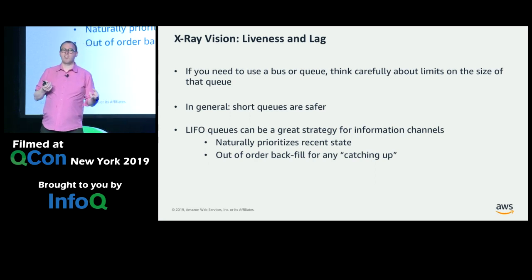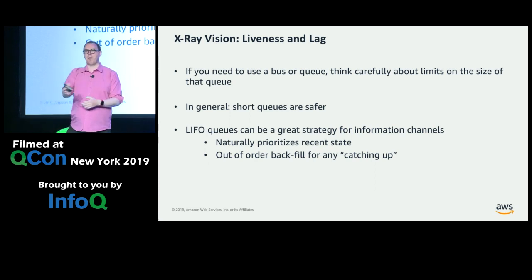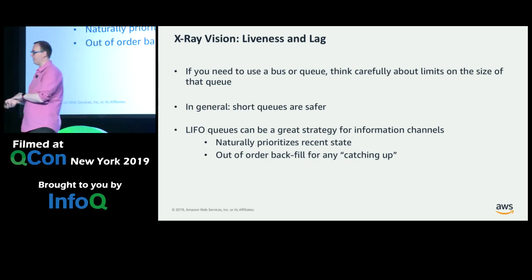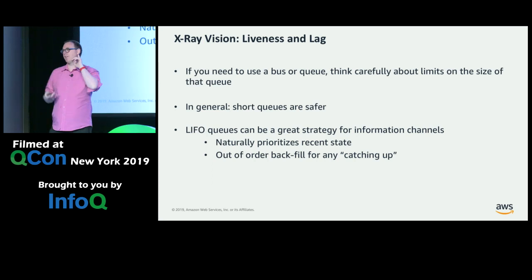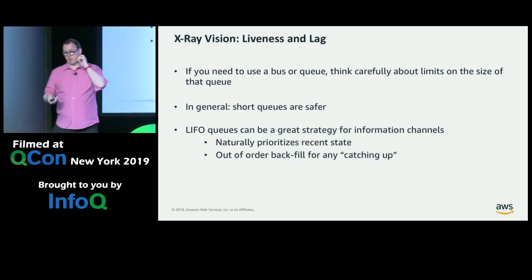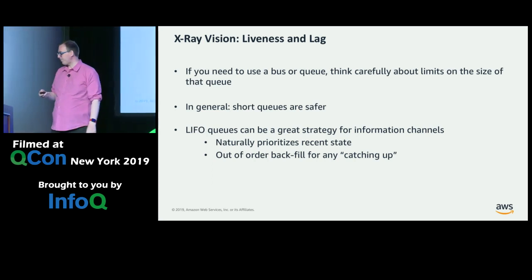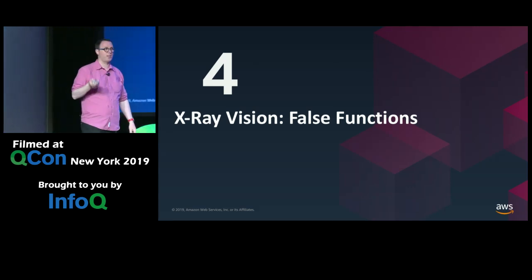And for information channels, if you're relaying back metrics and so on, LIFO is commonly overlooked, and it's a really great strategy. A LIFO queue does exactly what we want here. It'll always prioritize liveness, it'll always give you the most recent information, and it'll backfill any previous information when it has some capacity. It's like the best of both worlds. But you rarely see LIFOs in information systems. Ours are, but I don't know why it's not more common.